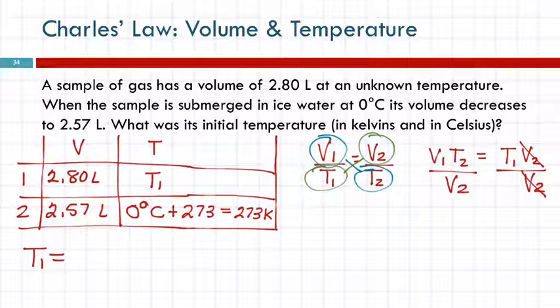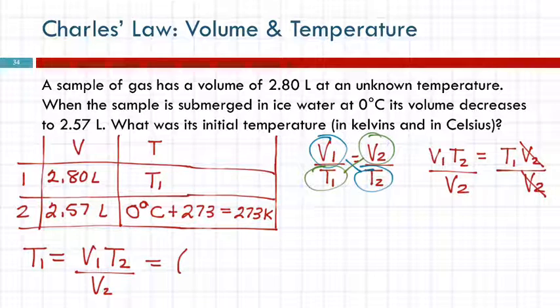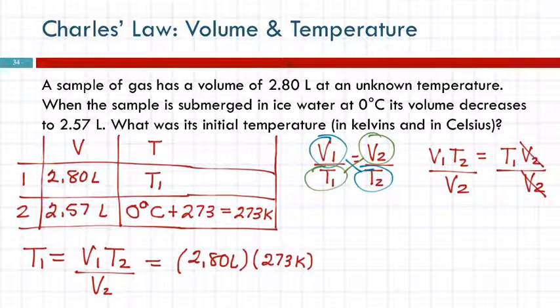T1 equals V1 T2 over V2. Just be really, really careful with those 1s and 2s. Got my rearranged equation. I'm going to plug my numbers in. Volume 1 is 2.80 liters. Temperature 2 is 273 Kelvin. Divided by volume 2, 2.57 liters.